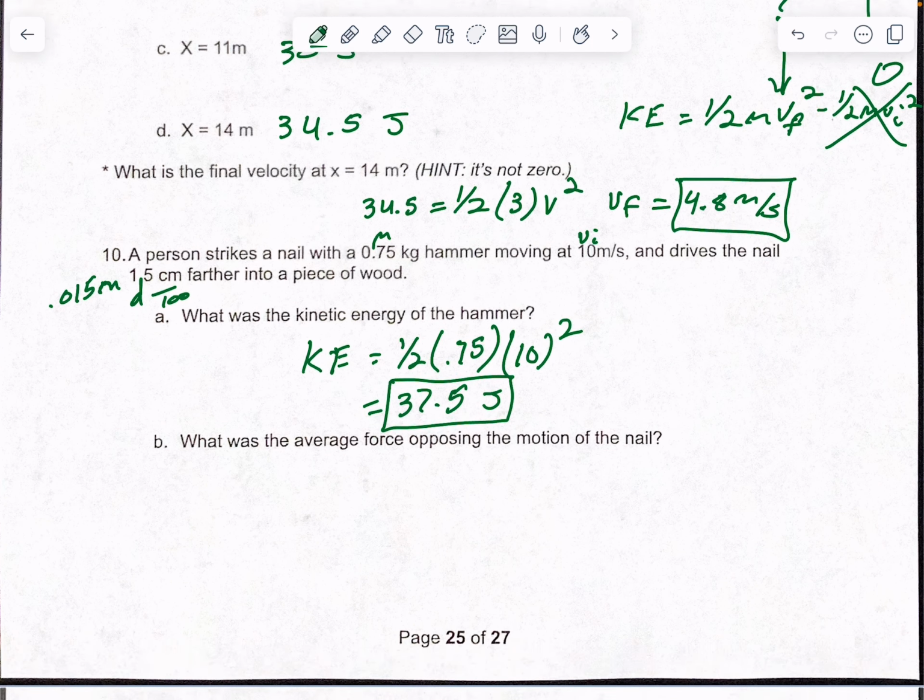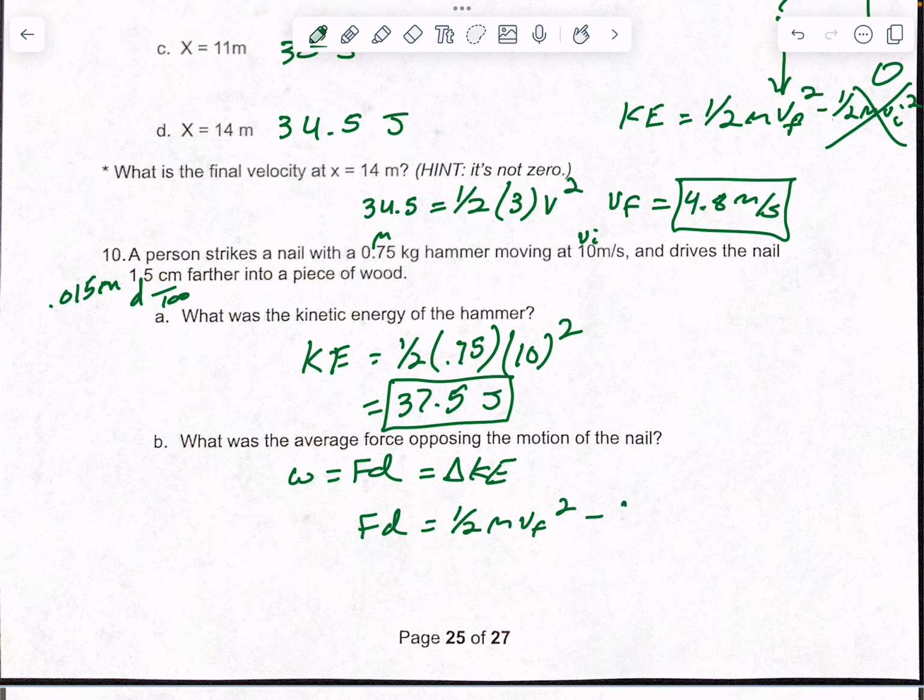What was the average force opposing the motion of the nail? That means that nail had to come to a stop. It only went 1.5 centimeters into the wood. Remember we said this big equation right here, work equals force times distance, which also equals change in kinetic energy. So we can say F times d equals 1/2 mv final squared. Oops, let me fix that.